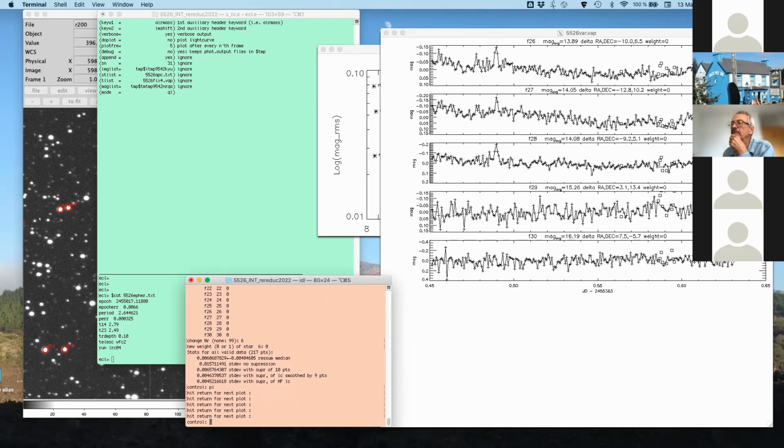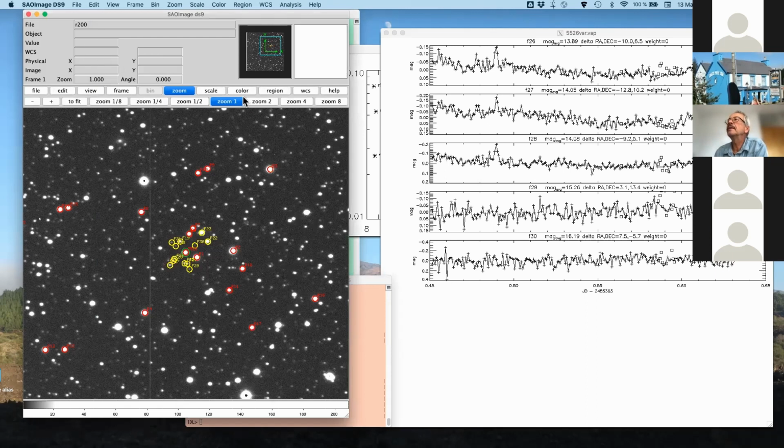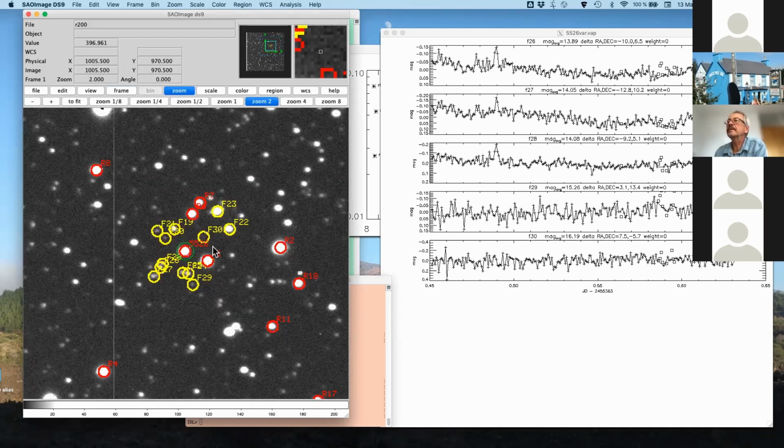We can cycle through all of them. And that's basically what I wanted to show. In this case, there was a clear case, let's get out of this, of a nearby star that was an eclipsing binary. If I show it here, frame, zoom 2. The star actually was R6, which is difficult to see here. This is R7 here. It's this star here that actually had an eclipse.